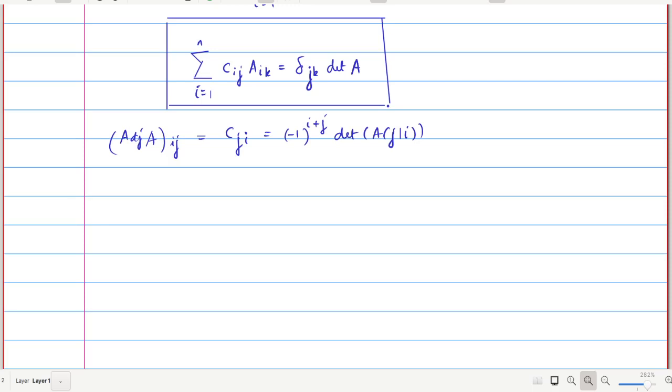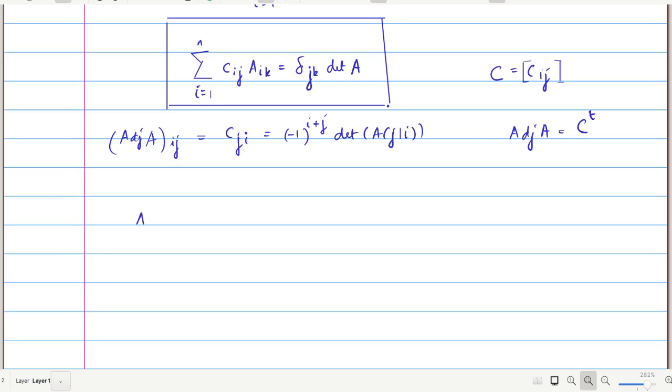Or if you define the matrix C as C_ij, we can write this as the ijth entry of this matrix. Now we can define the adjoint of A as nothing but C transpose. The ijth entry of C transpose is C_ji, which is the same as the ijth entry of the adjoint of A. Now we will show that adjoint A times A and A times adjoint A both give a scalar multiple of the identity matrix, with the determinant of A.